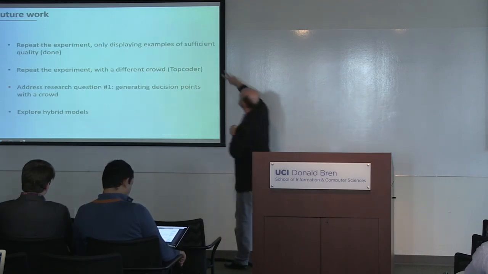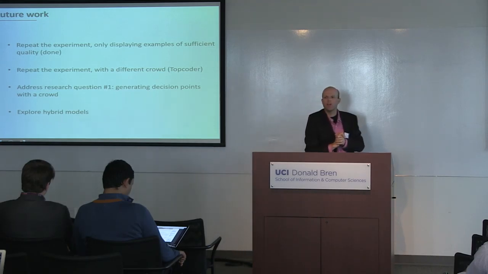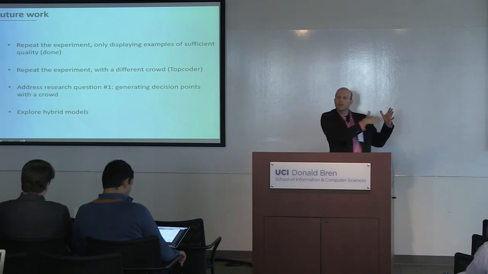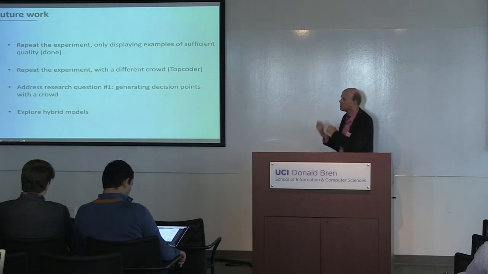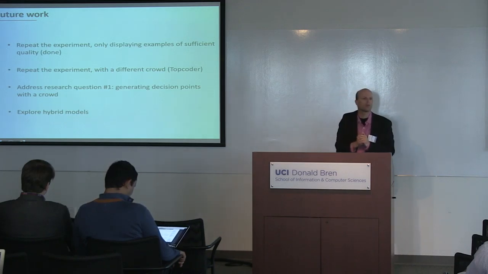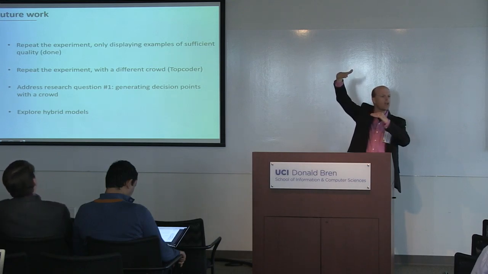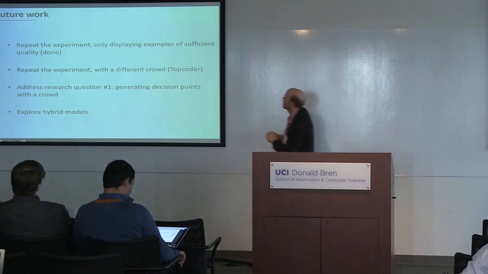So what do we want to do next? Well, one is we want to repeat the examples, only displaying examples of sufficient quality. If we actually have a human in the loop who filters out all the bad work, maybe we can get better quality. We actually did this experiment, and indeed the quality did go up, but still not as high as having no examples at all. So that was an interesting result.